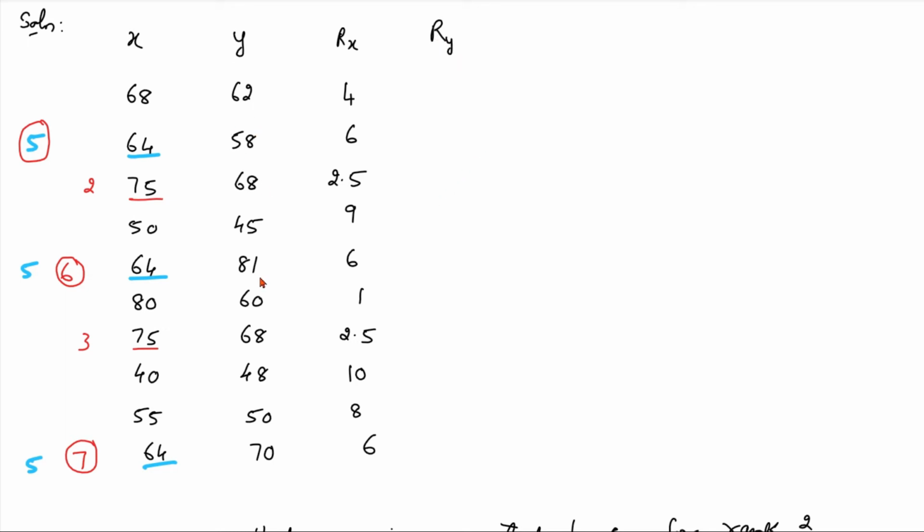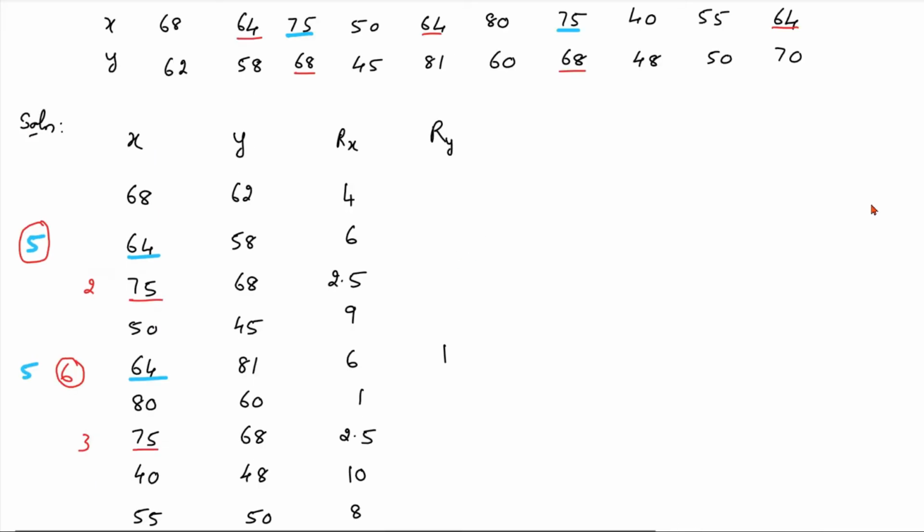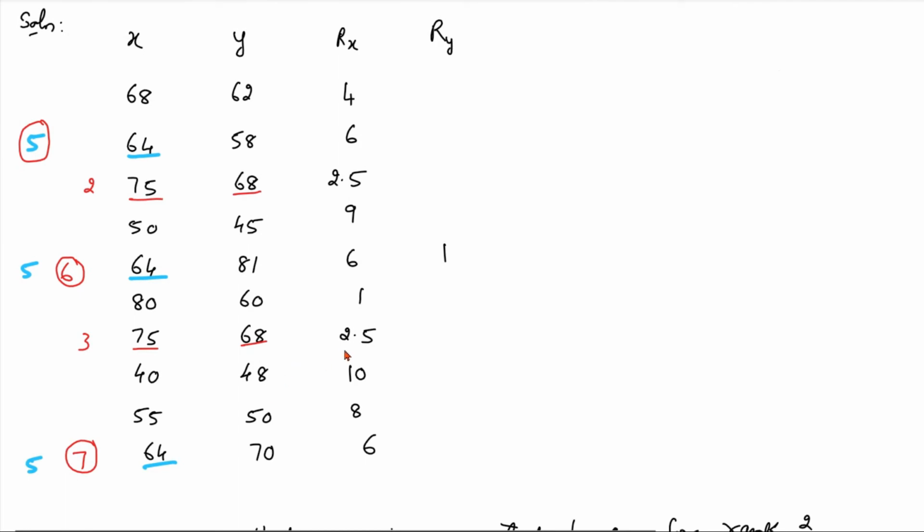The highest value that you have is 81, so 81 will take rank 1. 68 is repeated; that is the only value which is repeated. After 81, the next highest value is 70, which will be rank number 2. After 70 you have 68. The actual rank 68 has to take is rank 3, but I'll be taking rank 3 and rank 4. I have to take the average of these two values.